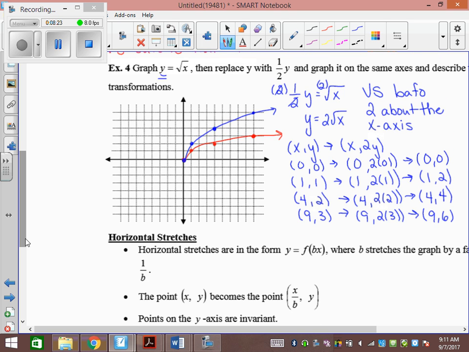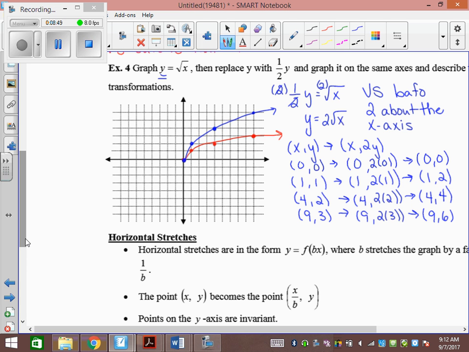Now remember with horizontal translations, we actually did the opposite, right? So if it was x minus 3, it was 3 to the right. If it was x plus 3, it was 3 to the left. And remember how I just said to you, if it's with the variable, it's also the opposite. So if it was y minus 3, we would have said 3 up. And if it was y plus 3, we would have said 3 down, right?